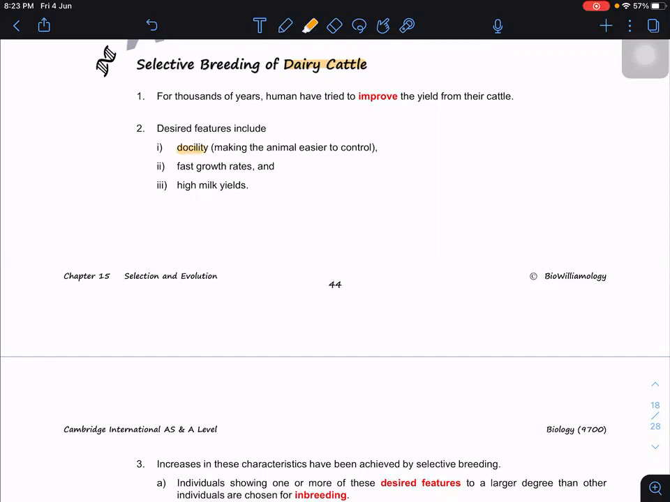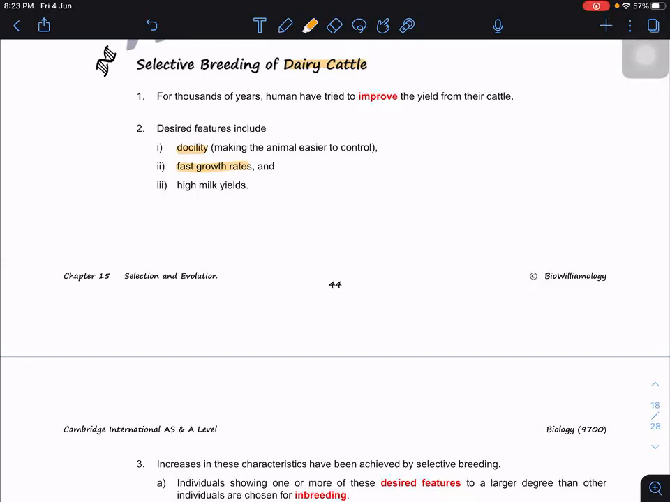Docility, means that it is easier to control. We don't want to have an animal that we can't control. If we can't control them, then how are we going to harvest, right? Okay, and we want them to have a fast growth rate, right? So we can shorten the market duration, right? When we can market it. So we want to reduce the use of the resources.